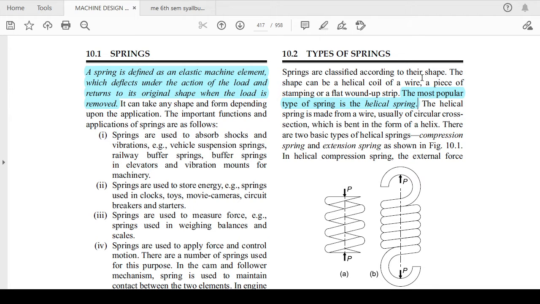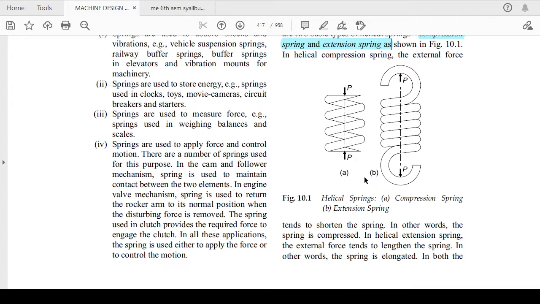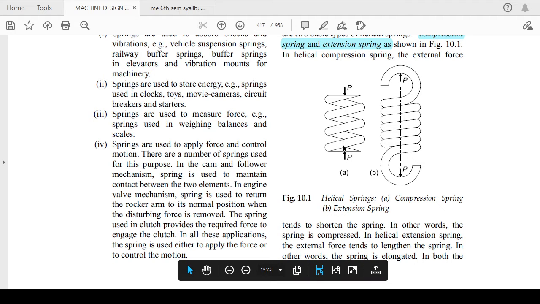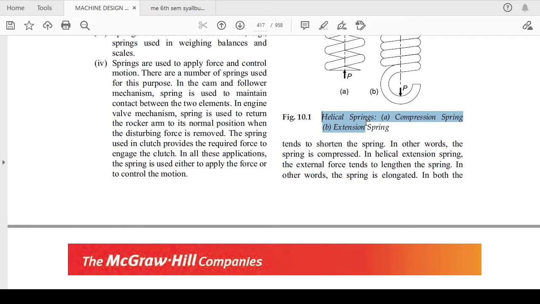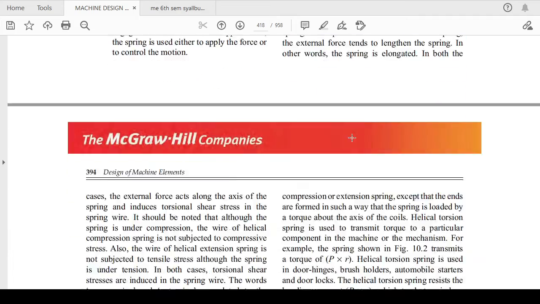As you can see here, there are two basic types of spring, called compression spring as well as extension spring. This is your compression spring, and this is your extension spring where tension load is applied, and here compression load is applied. In this way you can categorize the helical spring. These are a few basics before understanding the numerical part of your curriculum, so you have to understand this first.